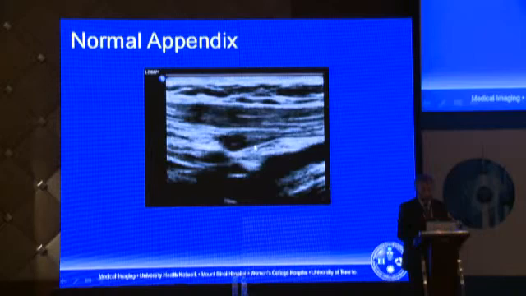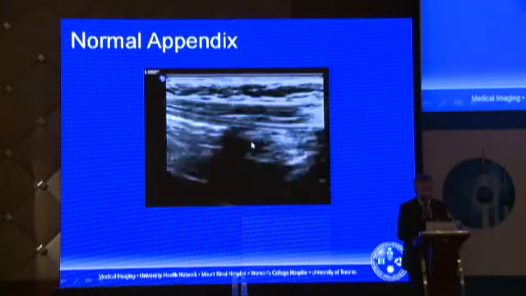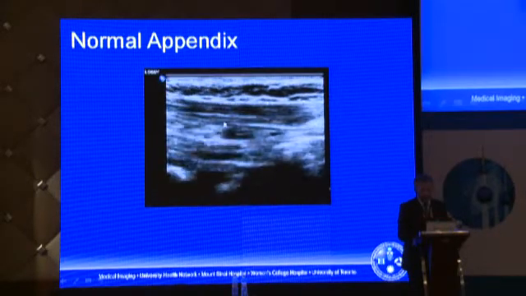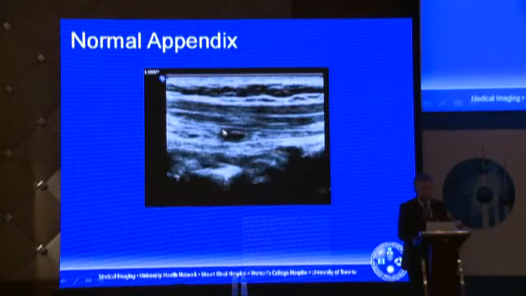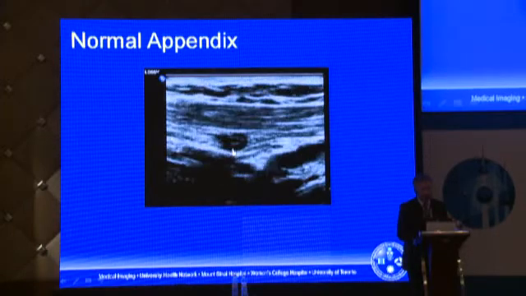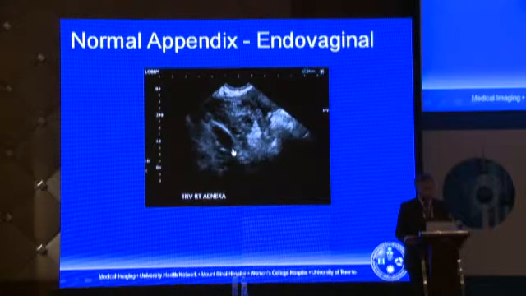There is a little bit of free fluid here, but you'll note that there's no periappendiceal inflammation and there's no inflammation of the mesoappendix. In fact, this patient had acute cholecystitis, and it was just easy to find the appendix, and we were able to get a nice simile of a normal appendix. The patient wasn't tender in this location.